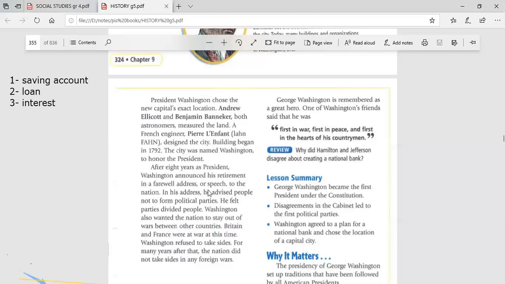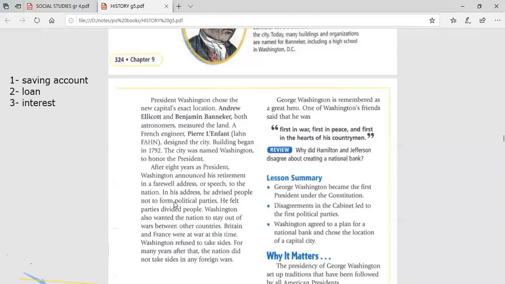Okay. He made a speech to the Americans, and he advised all people not to form political parties, like Hamilton and Jefferson, right? And also he wanted all Americans, the whole nation, to keep away from wars, okay? So he wanted the nation to stay out of wars between other countries.